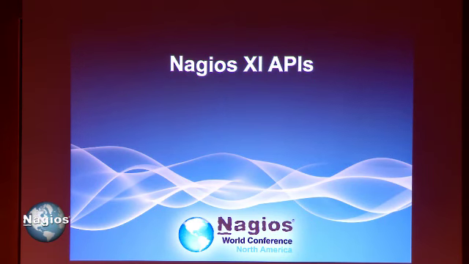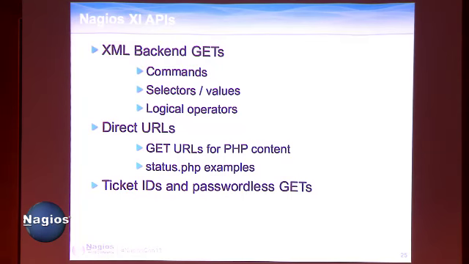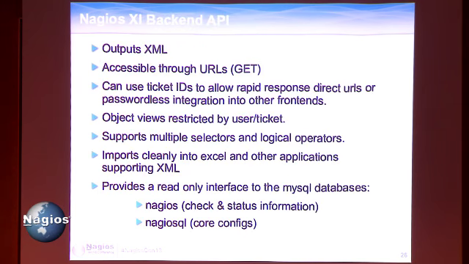We're going to move into Nagios XI. There are some things that have been extended in XI beyond what's available in core. There's an XML backend system. It outputs XML, has some logical operators, and obviously offers multiple selector values. And then there are some base queries that we'll call commands. After that, we'll move into the direct URLs. It's kind of like the ability to right-click a link, open it up in a new page, and investigate the selectors. We'll touch on status PHP and XI for a very quick moment, and then we'll talk about ticket IDs and password list GETs.